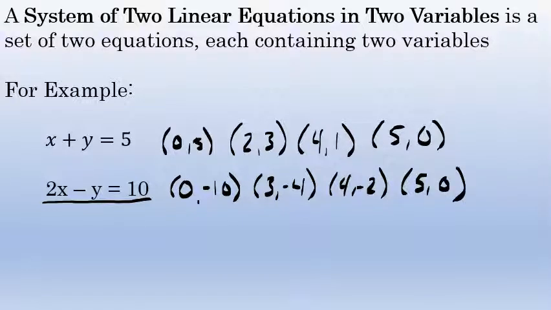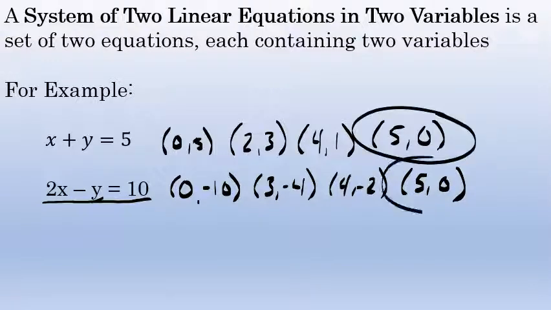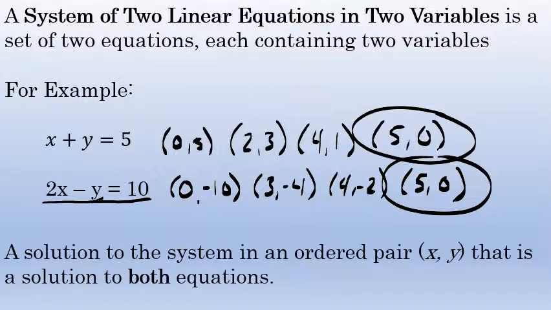If I put a 5 in for x, 2 times 5 is 10, minus 0 for y does equal 10. Although individually each equation has an infinite number of solutions, there is only one ordered pair that is in the set of solutions to both equations. And this is called the solution to the system. A solution to a system of equations is an ordered pair, (x, y), that is a solution to both equations. In this case, the only solution to this system of equations is x equals 5, y equals 0, written as an ordered pair, (5, 0).